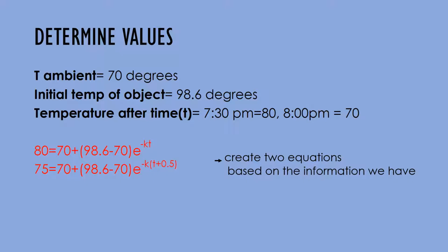So we can write 80 equals 70 plus (98.6 minus 70) times e to the negative KT. And we also have 75 equals 70 plus (98.6 minus 70) times e to the power of negative K. However, in this case, we add 0.5 as we know that 30 minutes have elapsed from 7:30 to 8 p.m., and 0.5 is 30 minutes in our terms. So in this case, we would add that to T. Now that we have those two equations, we proceed to simplify.